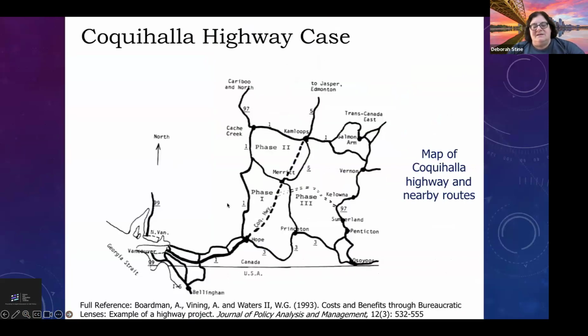Okay, so here's an example. This is an actual thing that happened in Canada. There's this existing highway, but the problem is that they're having a lot of accidents on the highway. And there's 2 routes they can choose, Route 1 or Route 2, and they're trying to decide between the 2 routes.